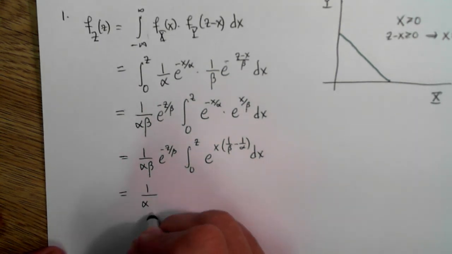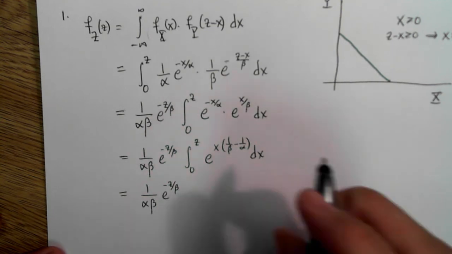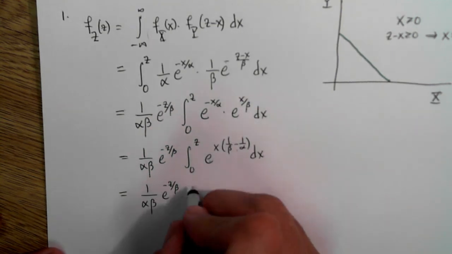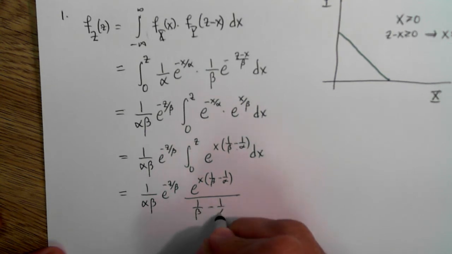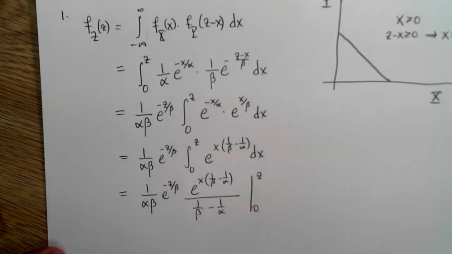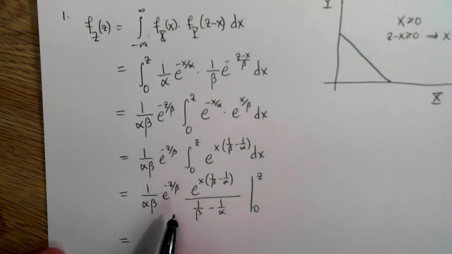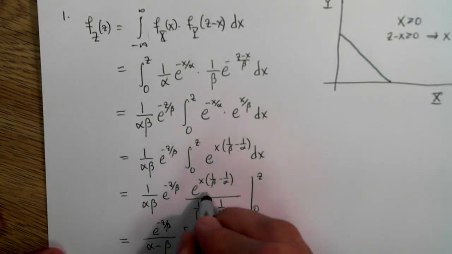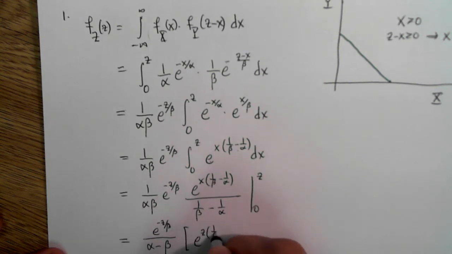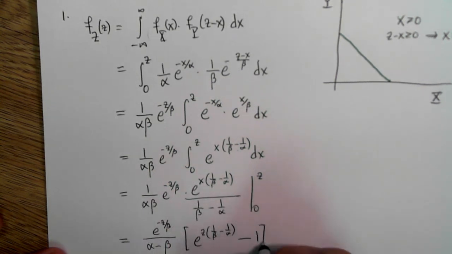Okay, now I just do the integral. So 1 over alpha times beta, e to the minus Z over beta. Okay, so the integral of e to the X times this will be e to the X times 1 over beta minus 1 over alpha, divided by 1 over beta minus 1 over alpha. And I evaluate this between Z and 0. Now if I multiply here, just in the bottom, alpha times beta over 1 minus beta, that's just going to be alpha. And alpha times beta times 1 over alpha, that's beta. So the denominator simplifies considerably. The rest, if I plug in Z, I get e to the Z times 1 over beta minus 1 over alpha. And when I plug in X equals 0, I get e to the 0, which is simply 1.